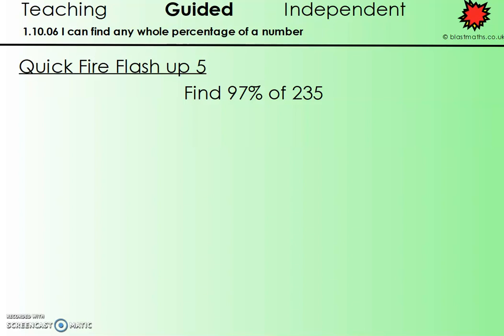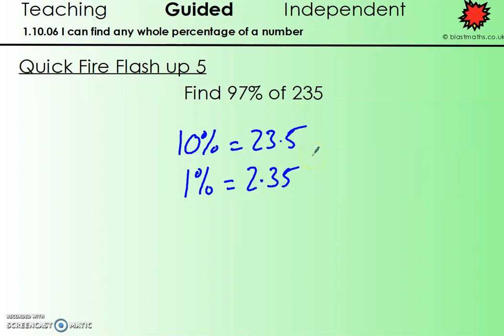Last question. Pause the video and give it a go. Right, so the quickest way of doing that, this one is 10% is 23.5, so 1% is 2.35. Now 97%, well actually that's just 3% off the original value. So let's work out 3%. So 3% is this number times by 3. So 2.35, so I'll treat it as 235 times by 3 first.